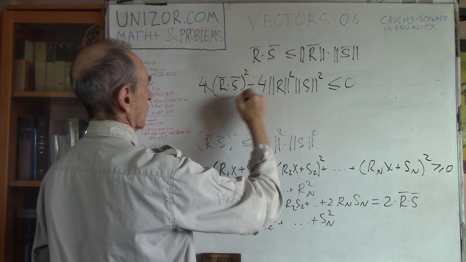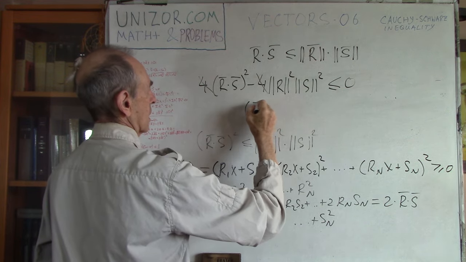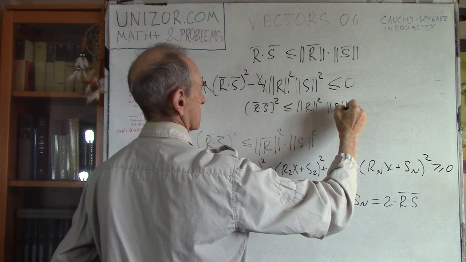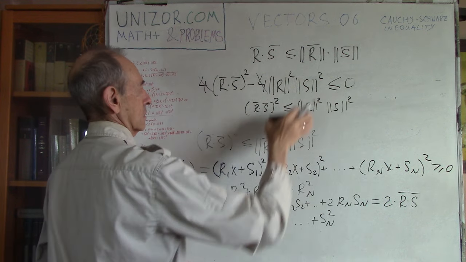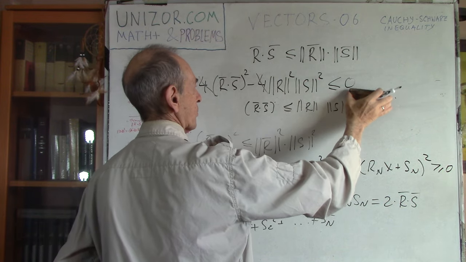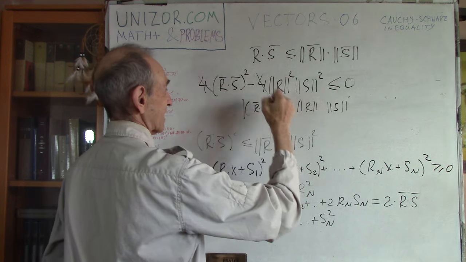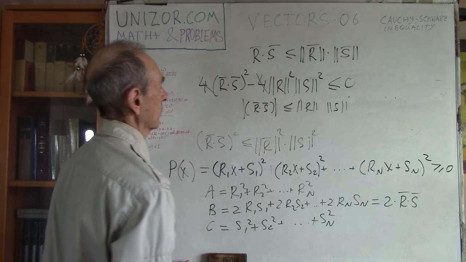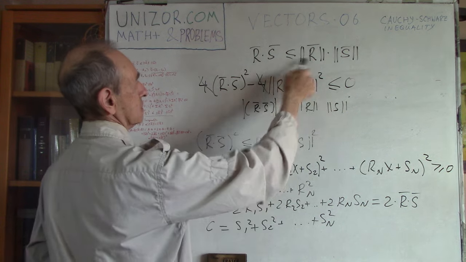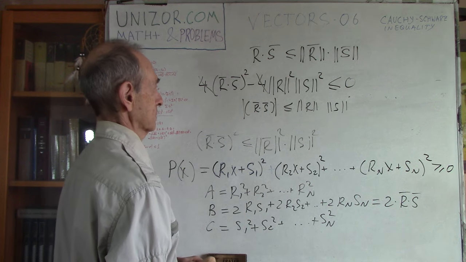So 4 we can cancel. This goes to the right, and I have that the scalar product of R and S, squared, is less than or equal to R squared times S squared. Now I can get rid of the square, basically, because if squares are in this particular proportion, I can take the square root of both sides. In this case, to be precise, I have to put absolute value on the scalar product. And if that is true, that is true definitely. So that's the proof, basically. That's the end of it.